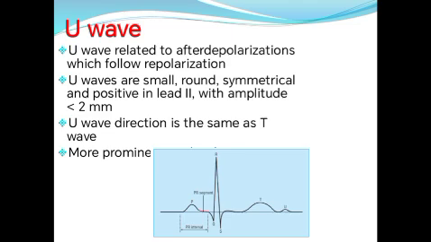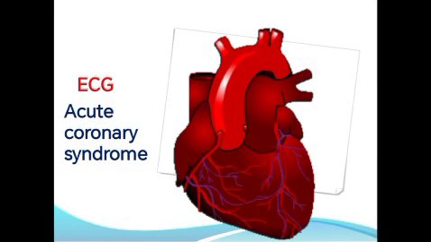What is the U wave? It is related to afterdepolarization that follows repolarization, so it normally comes after the T wave. Here it is, the U wave. It has the same direction as the T wave, and it is less than 2 millimeters. It is round and symmetrical, and positive in lead 2. It is usually prominent in cases of hypokalemia.